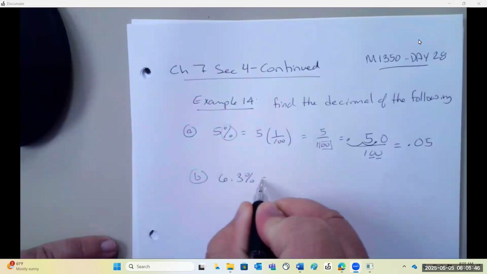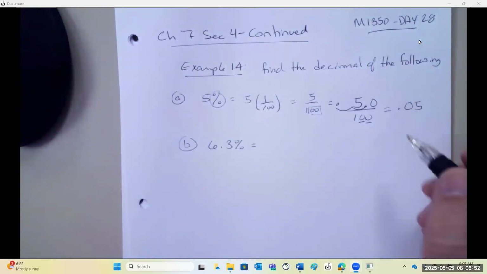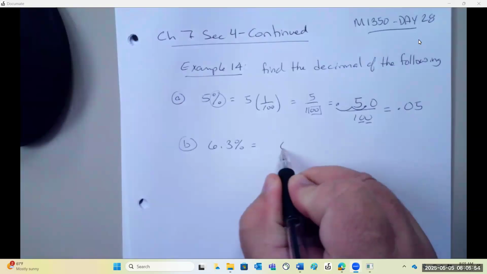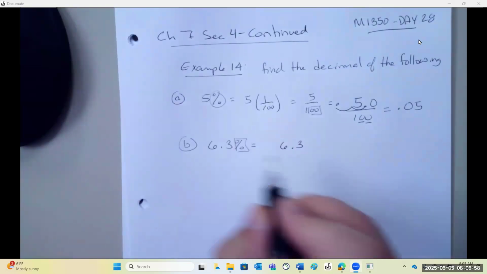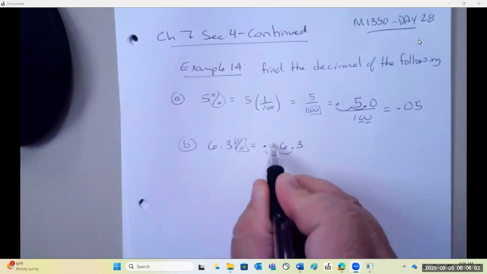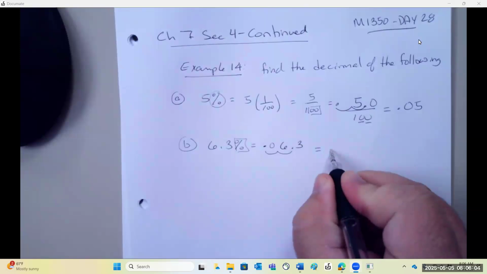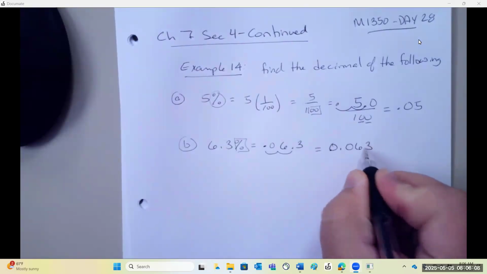6.3%. So eventually you do a couple of these examples and they'll start seeing the fact that wherever the decimal point is, since it's a percent, you move it to the left 2 spaces. So the answer is 0.063.